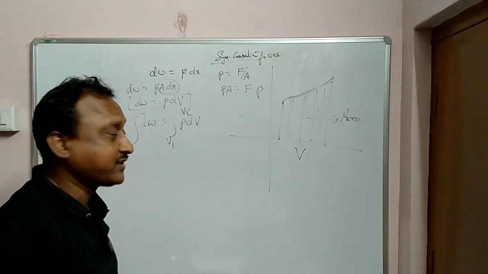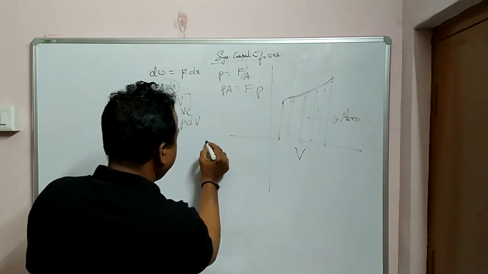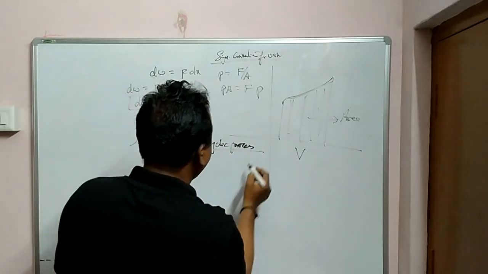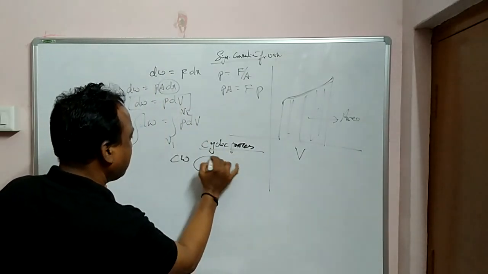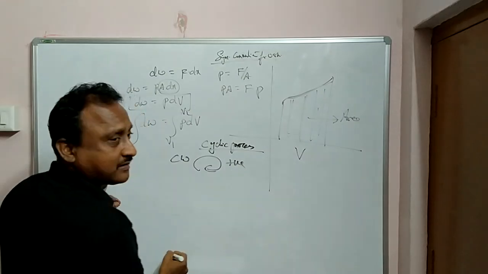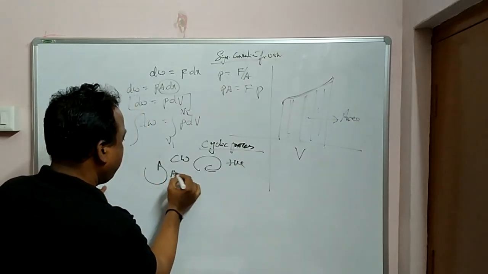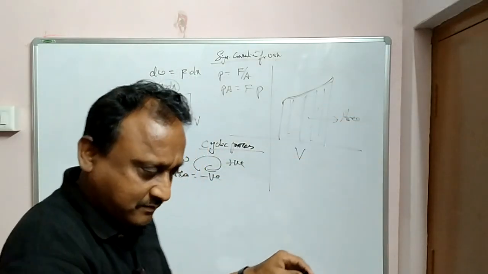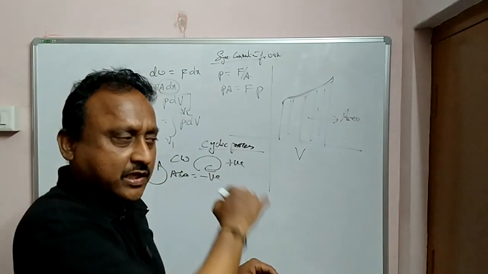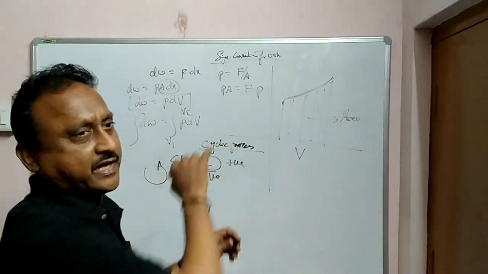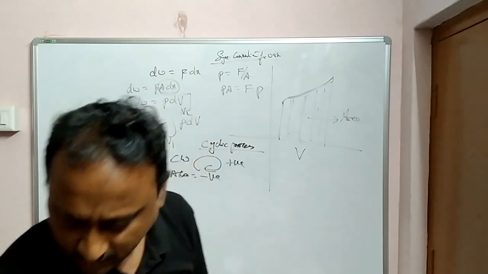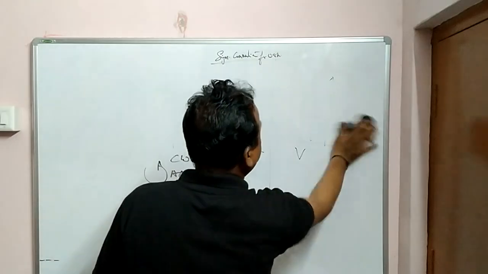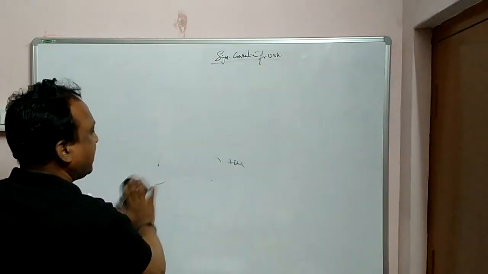Not only that, one more sign convention is there, that is the cyclic process. In a cyclic process, clockwise is taken as positive work and anti-clockwise is taken as negative. When going in one direction, clockwise is positive and anti-clockwise is negative. I will show you a problem for that now, then you can understand in a better manner. I'll give one small numerical.